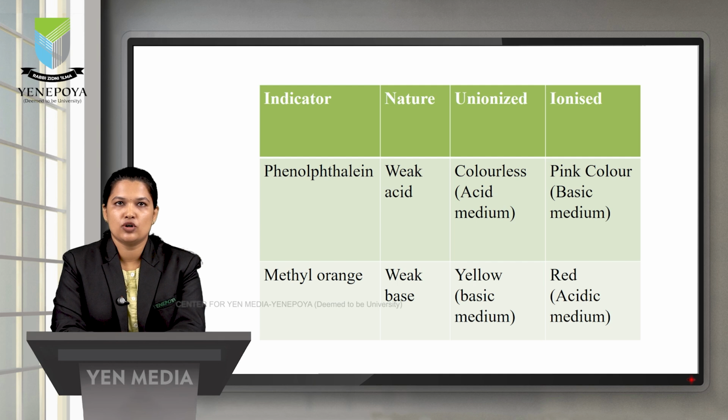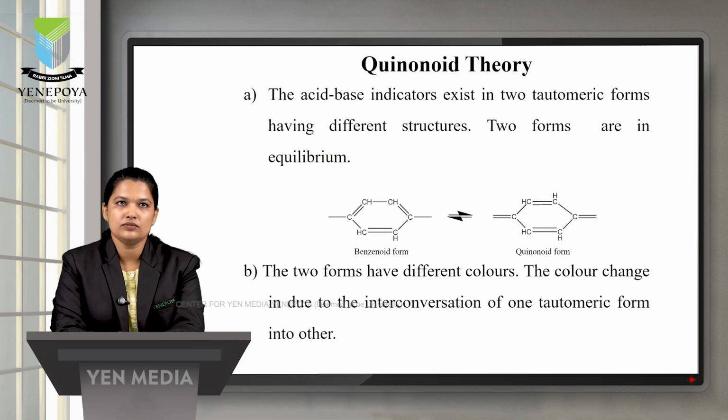These are the indicators. Phenolphthalein is a weak acid, and its unionized form shows colorless and its ionized form shows pink color. Methyl orange is a weak base and shows yellow color in unionized form and red color in ionized form.